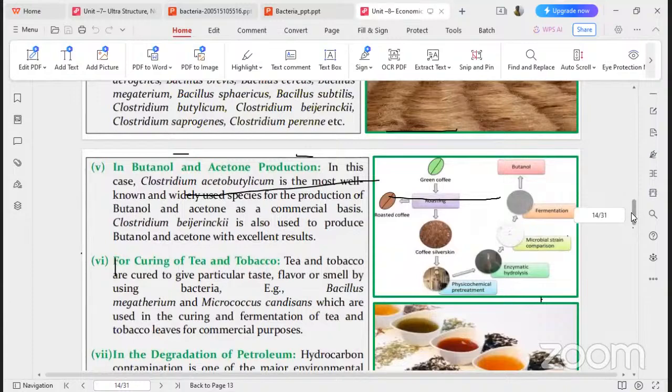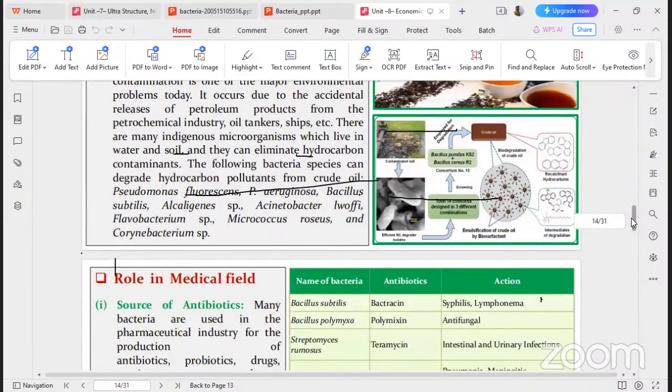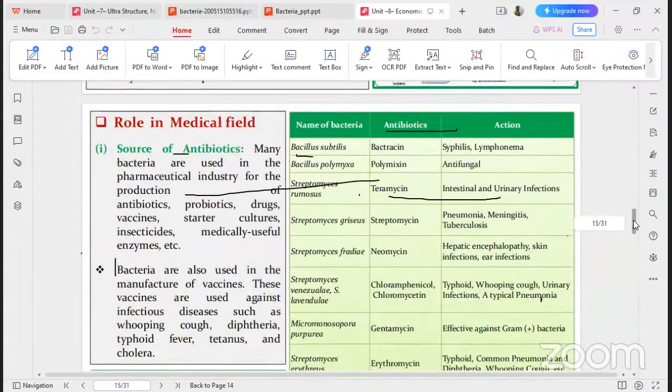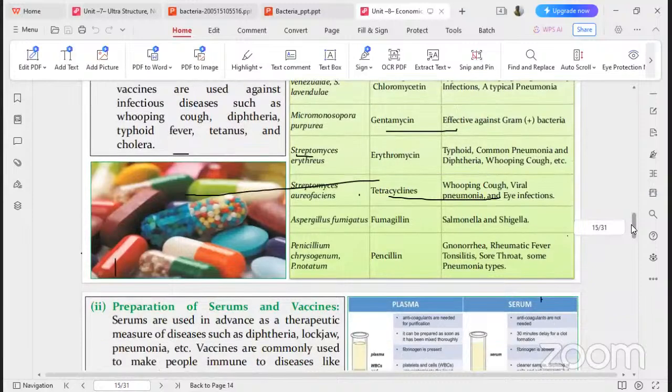And so many alcohol production, organic compound production, even in the degradation of petroleum in the ocean. Sometimes if ships leak, all the water surface will be occupied by oil. That oil will be split by Pseudomonas putida. I already told you, the debugging bacteria, very, very important. Even in medicine, antibiotics production: streptomycin, terramycin, kanamycin, chloramphenicol, so many antibiotics.